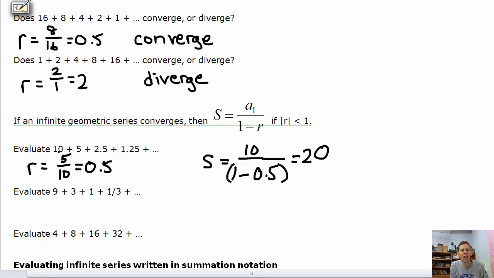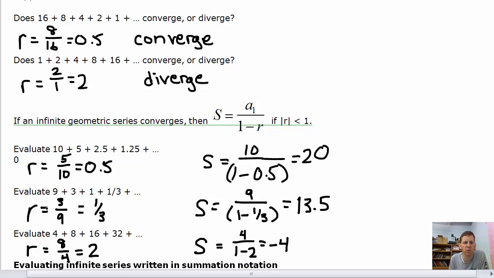If you were to actually add 10, 5, 2.5, 1.25, we're going to be adding smaller and smaller and smaller numbers. Eventually, we're adding practically 0. So this is a converging sequence, and it converges to 20. What I'd like you to do is see if you can find the solutions for these next two problems. We'll pause the video and see what you get in just a moment.